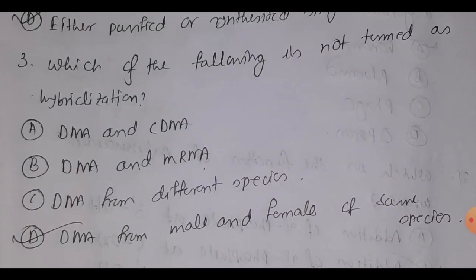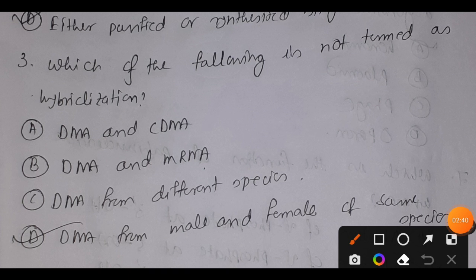Third important one, which of the following is not termed as hybridization? I want to tell you that if two DNAs coming from the male and female of the same species are annealed together, it is not considered hybridization. Hybridization is only when two DNAs from different species are annealing, or DNA and RNA are annealing, or DNA and complementary cDNA are annealing. Okay, so the D option is the correct one.